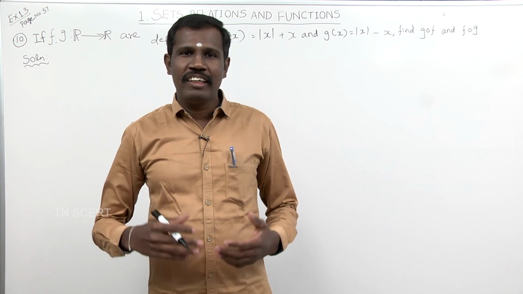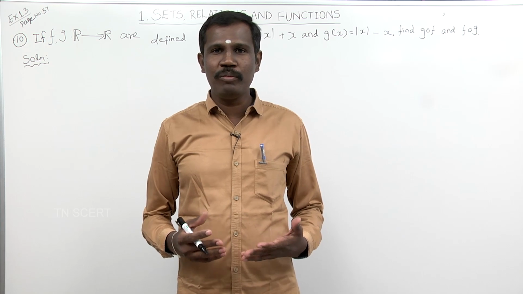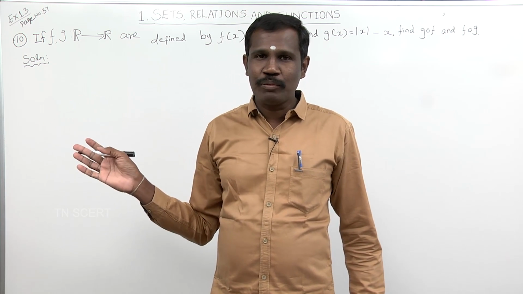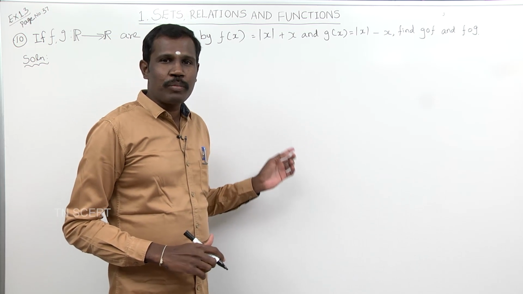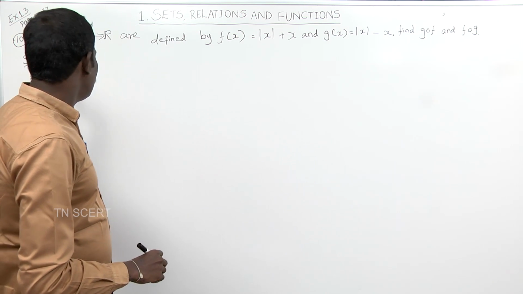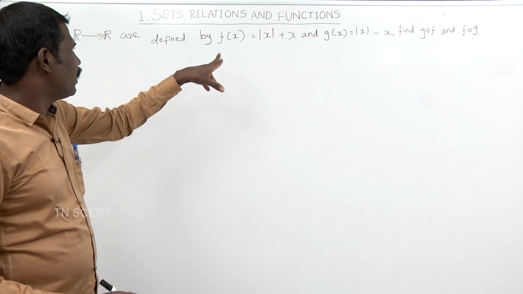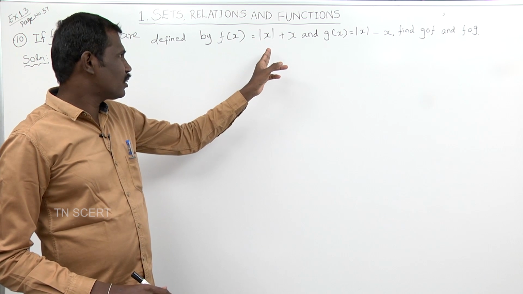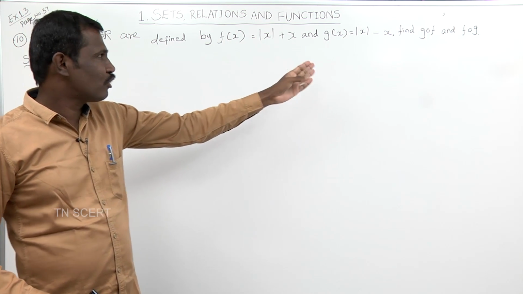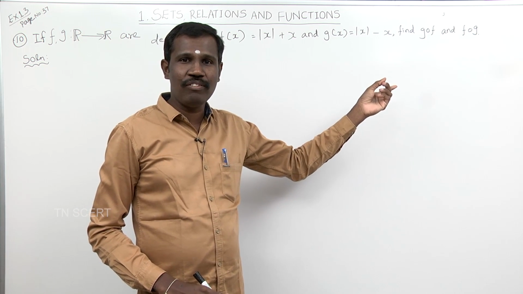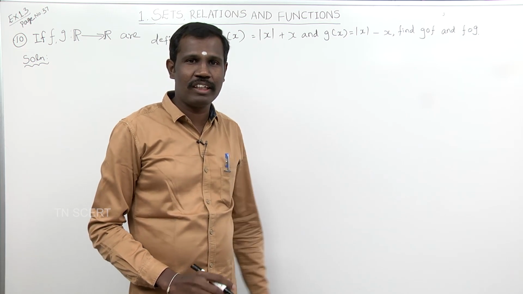Dear students, in this video we are going to see a problem in sets, relations and functions. In our textbook, exercise 1.3, problem number 10. If f and g are two functions defined from R to R, defined by f of x equal to modulus of x plus x and g of x equal to modulus of x minus x, then find g composite f and f composite g.